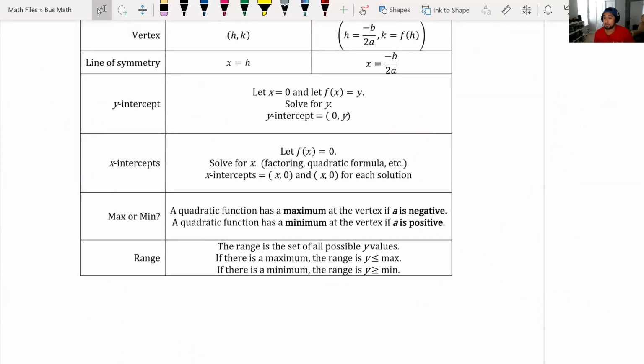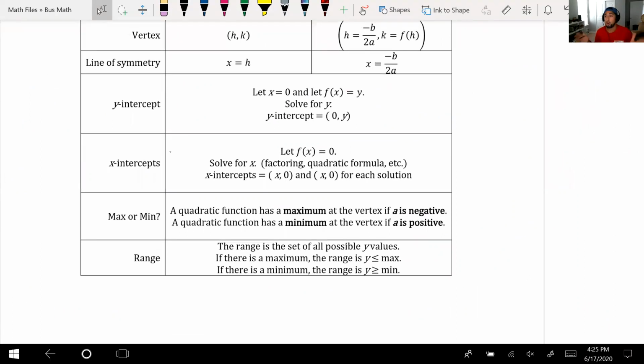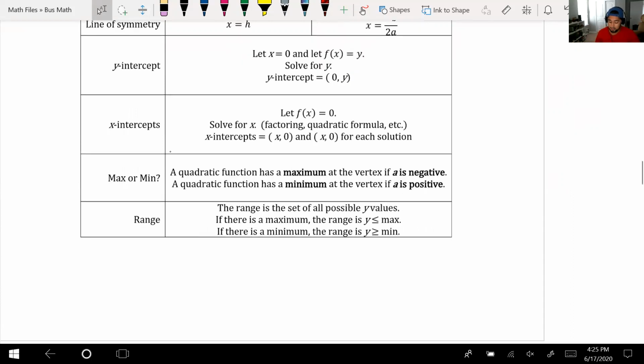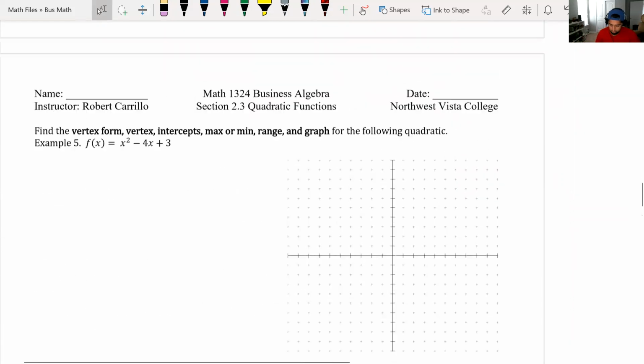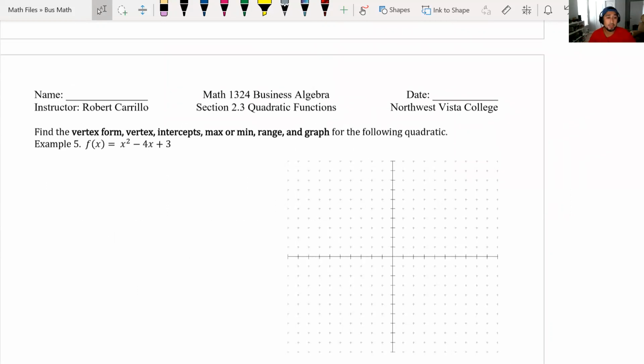Okay, and there it is. All right. So now we know all the characteristics of a parabola. Now we can go ahead and start graphing. So find the vertex form, the vertex, the intercepts, the max or min, the range, and graph it.